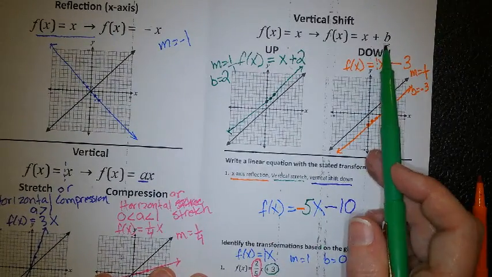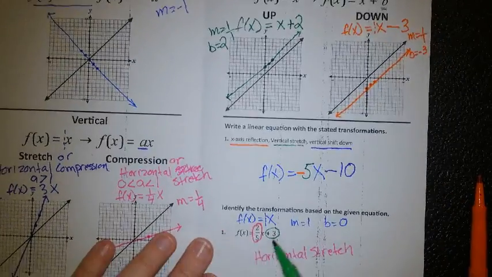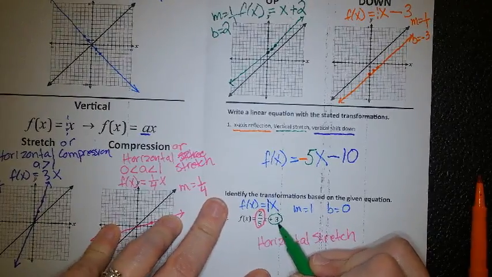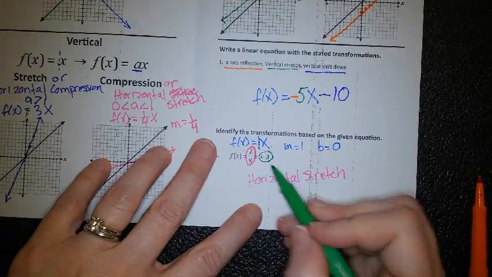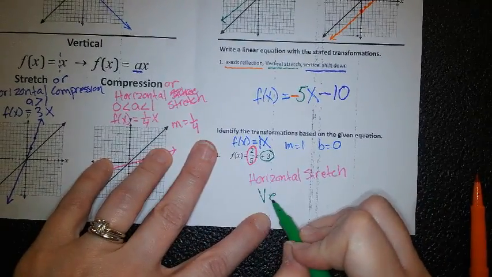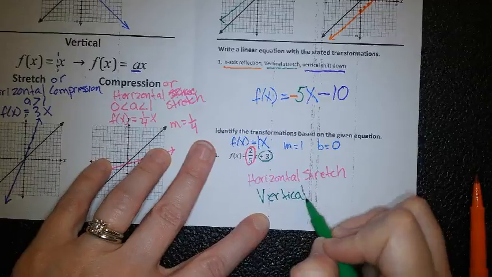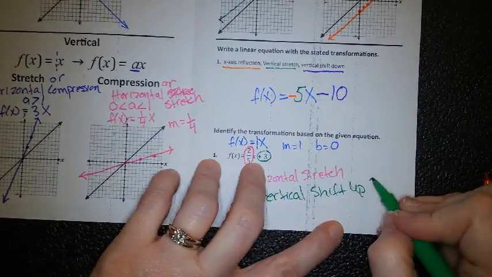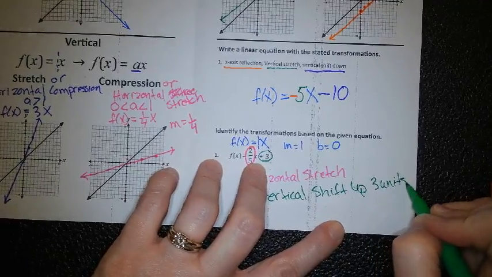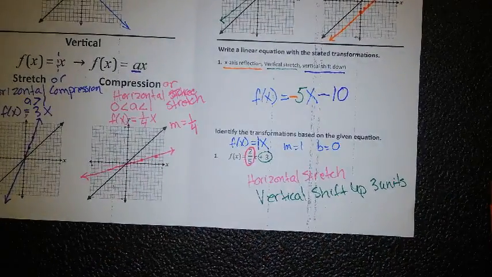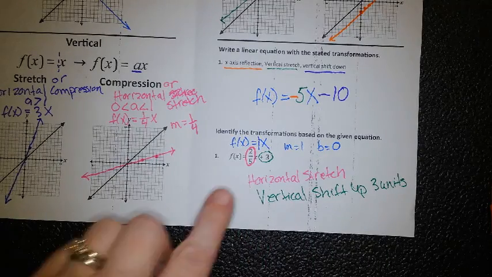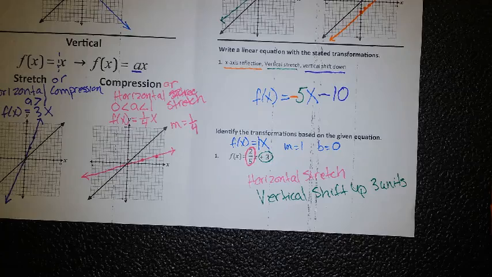We add a value onto the end. We change the y-intercept from the parent function of 0. This means that my y-intercept for this equation is 3. So that is a vertical shift up 3 units. And those are the 2 transformations that have happened. The only other transformation that I can look at would be, has it been reflected? But because there is no negative in front of my slope, I know there was no reflection.